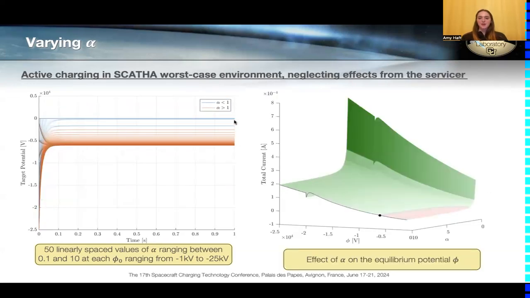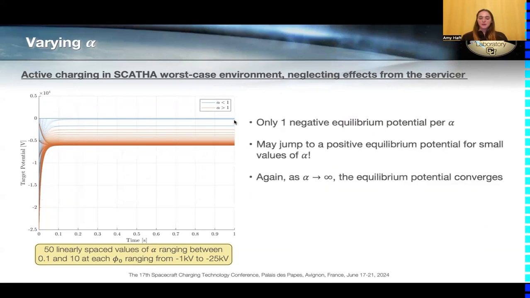In the worst case environment, we can clearly see that there's only one negative equilibrium potential rather than three. Here, small values of alpha cause positive charging, which would make the electrostatic attractor ineffectual. Again, as alpha becomes increasingly large, the equilibrium potential converges to a particular value.